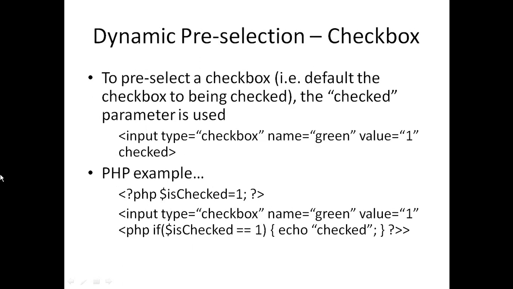To pre-select a checkbox, in other words, default the checkbox to being checked, we use the checked parameter. So a static example was to do input type equal checkbox, name equal green, value equal 1, checked. Or to use PHP, we could say is checked equal 1, input type equal checkbox, name equal green, value equal 1, and then my apologies, there should be a question mark on the open PHP tag. So open PHP, if is checked is equal to 1, then echo checked.